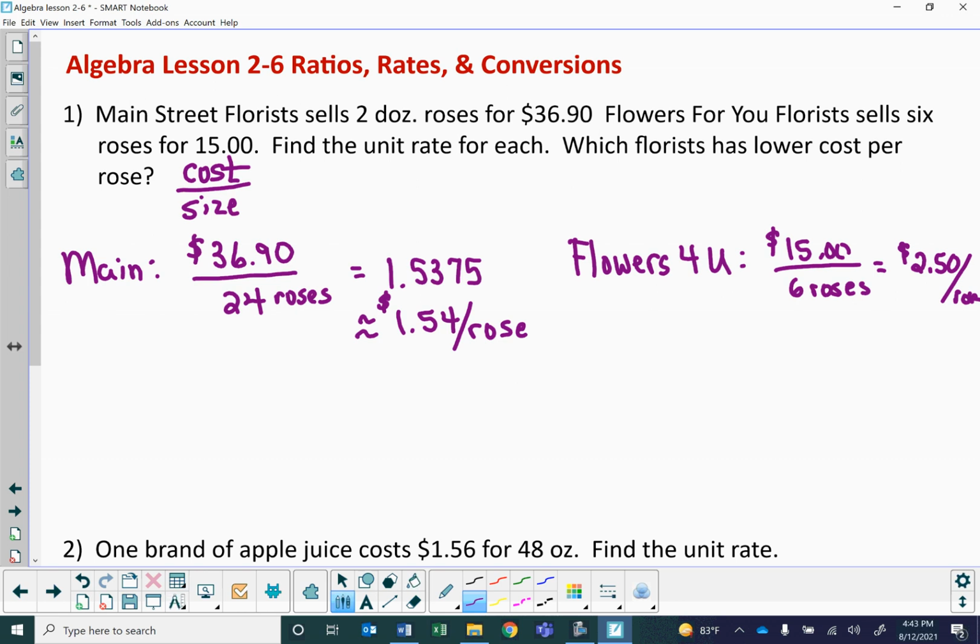So we found the unit cost for each. $1.54 is the unit cost for each rose at Main Street. $2.50 is the unit cost for each rose at Flowers for You. So Main Street has the definite better cost per rose.